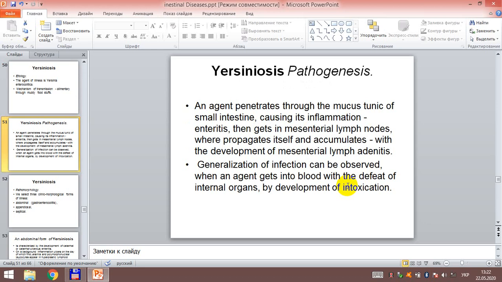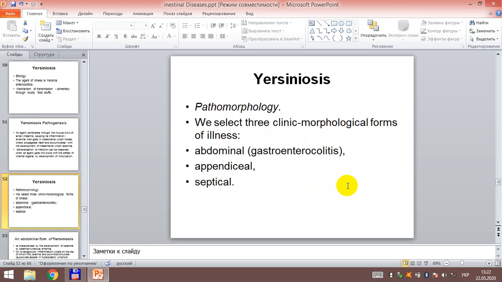Pathogenesis of yersiniosis. The agent penetrates through the mucous tunic of the small intestine, causing its inflammation, enteritis, then gets into mesenteric lymph nodules where it propagates itself and accumulates, with the development of mesenteric lymphadenitis. Generalization of infection can be observed when the agent gets into blood with the defeat of internal organs and development of intoxication. Pathomorphology of yersiniosis. We select three clinical morphological forms of illness. First, abdominal or gastroenterocolitis. Second, appendiceal. And third, septic form.